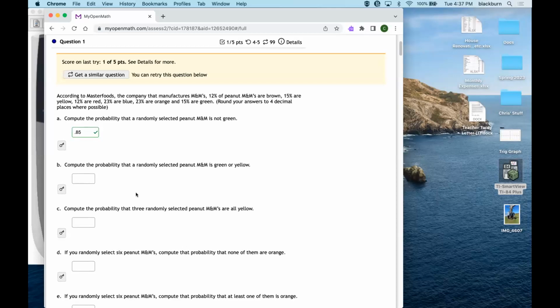Probability that a selected peanut M&M is green or yellow. Well, let's see, we have 15% green, 15% yellow. So that's 30% total are green or yellow. So we put 0.3.